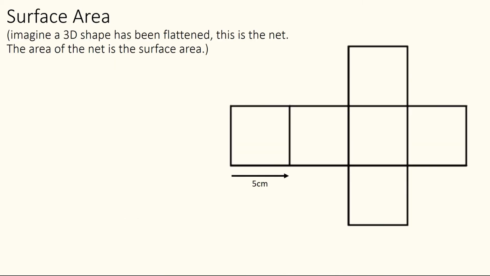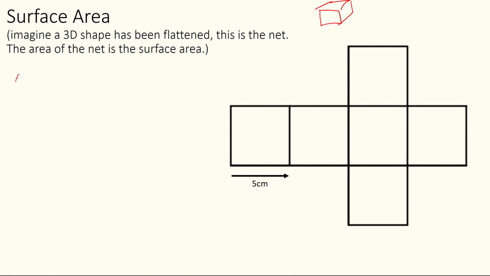Right, so surface area. So imagine you have a 3D shape, in this case a cube. So I'm going to draw a little cube. It's my delivery box from Amazon, and I've now flattened it out, and there's my net. So what I want to actually work out is the total area of all of these squares.